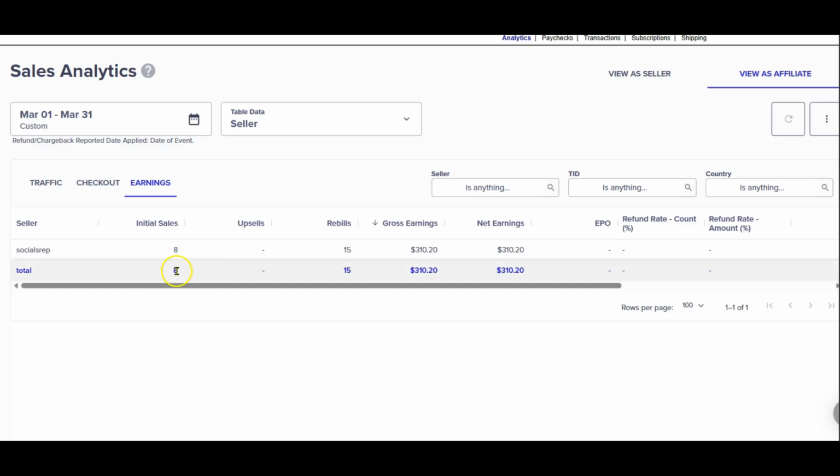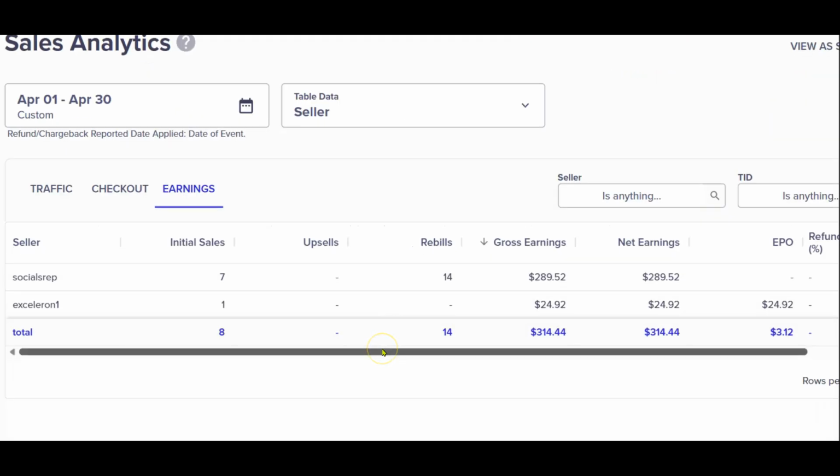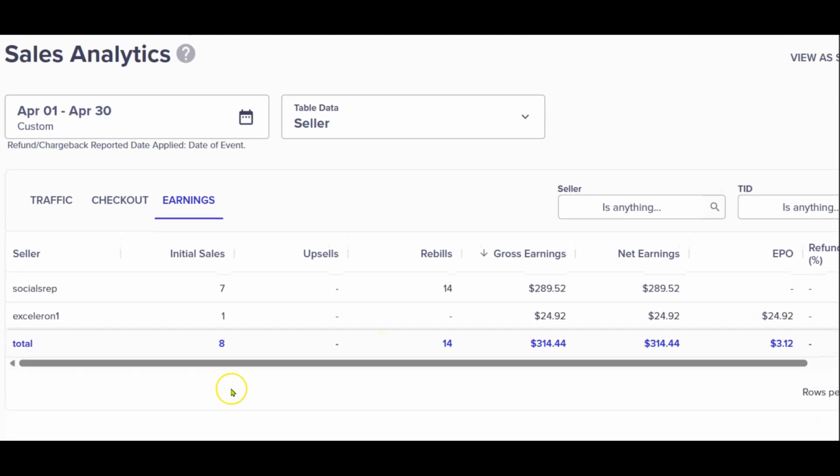The number I've been getting here is between 8 and 10, just on getting 1 to 2 initial sales a week. My goal is to get 4 to 5 of those a week and have this number, instead of being 8, be around 20, or between 20 and 25. That's been the goal, and also to have more of these rebills stacked up, instead of getting just one rebill, getting multiples. That has not happened yet. That's what I've been working towards.